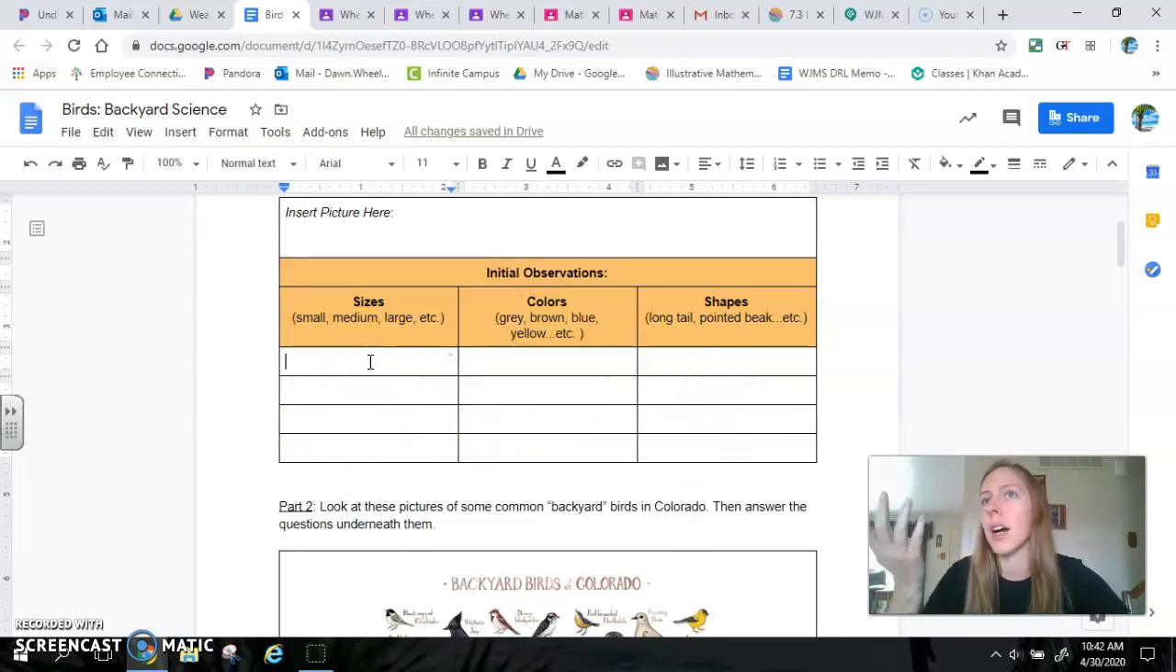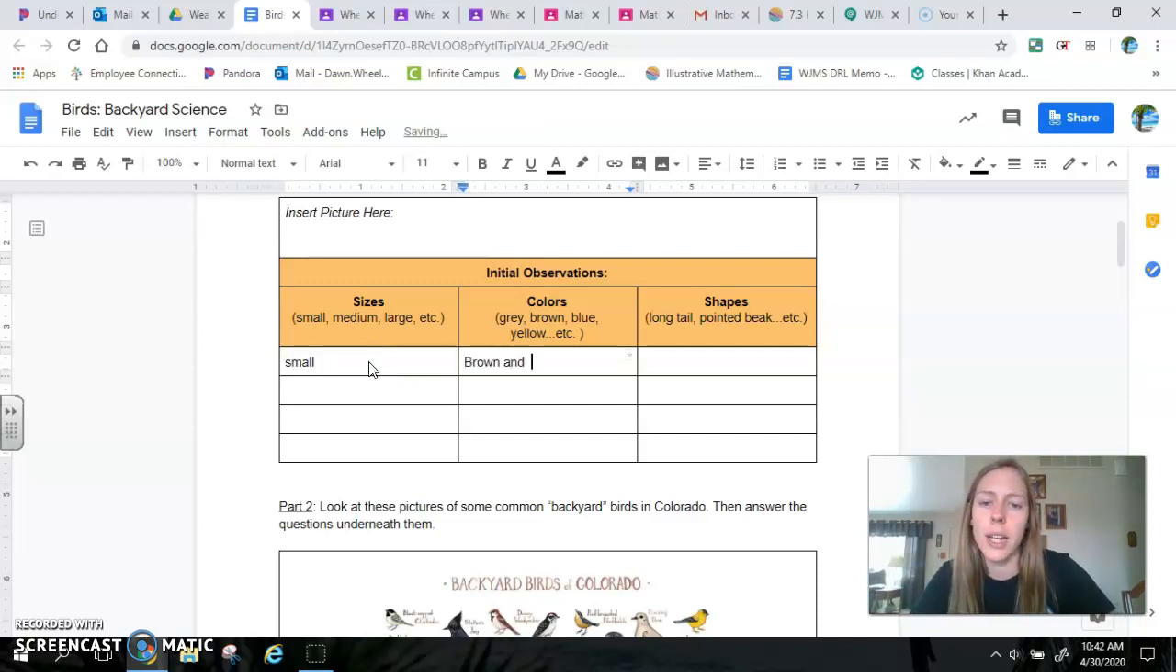So I know at our house we have a lot of small birds that are brown and white and gray, and they have very pointy beaks. And they have a pretty narrow tail. I don't know. They're pretty average looking birds.